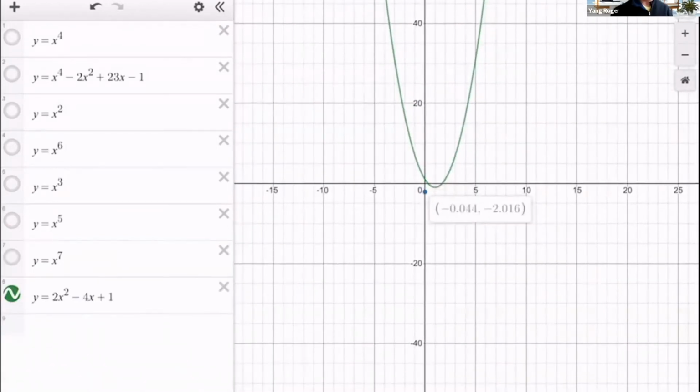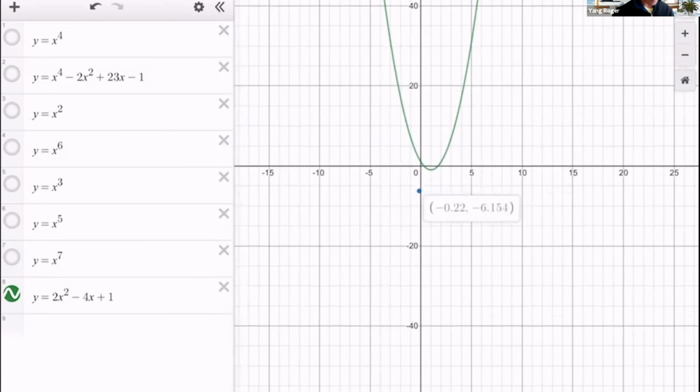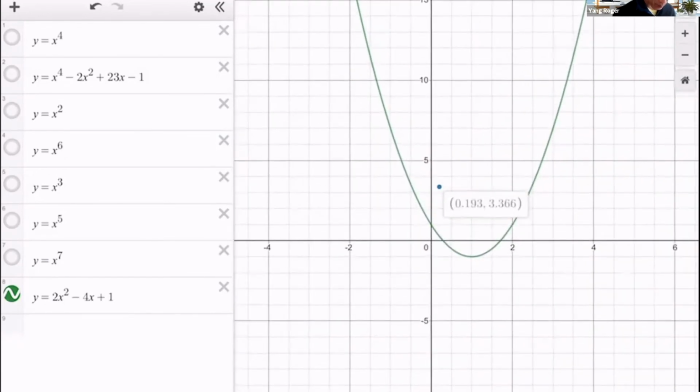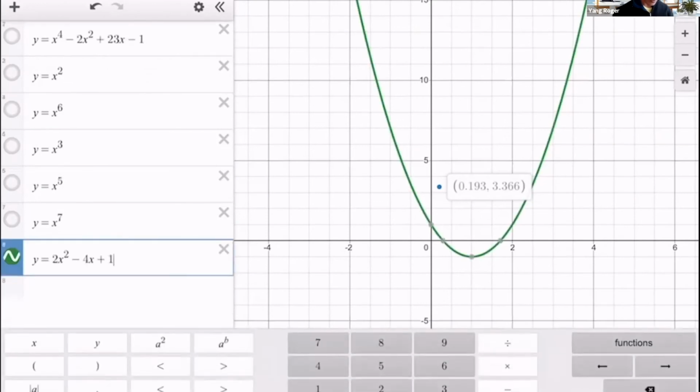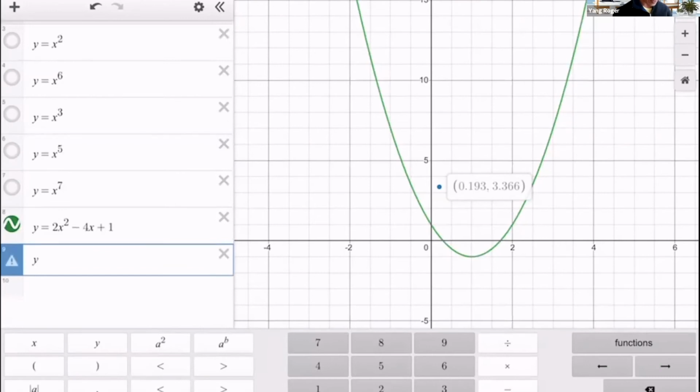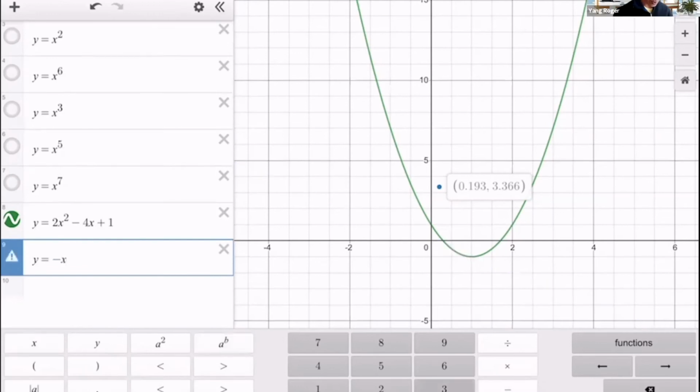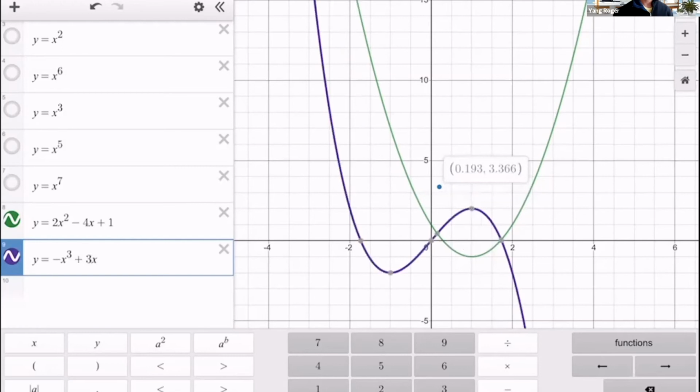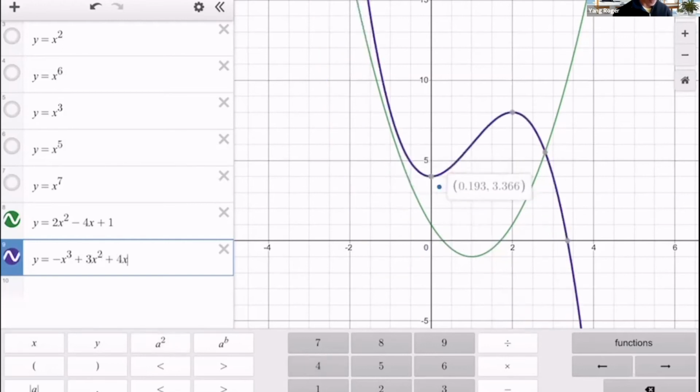So this is not so difficult to graph, but we can use calculus to figure out exactly where that bottom point is. We can use algebra to figure out what the x and y intercepts are. Actually, quadratics are not so difficult to graph. But if we look at the graph of the second one that we did, that looks like y is equal to negative x cubed plus 3x squared plus 4x like this.